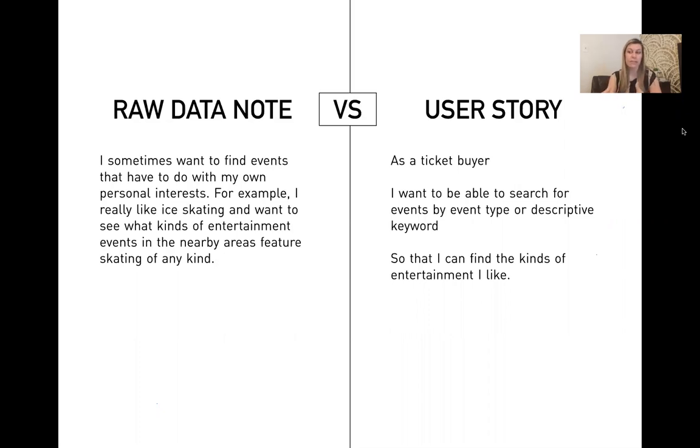How are they going to find these events in the software world? Well, we have things like keywords or categories that we can create, events by event type. So those are just some good ways to put that into a user story so that I can actually start to picture the design in my head, right? I know how to have someone search by keyword or event type. Those are things I've seen before in the software world. So I understand that a little bit. It's a little less abstract than I want to find events. And then so that I can find the kind of entertainment that I like. That's their reason for wanting to have this software.